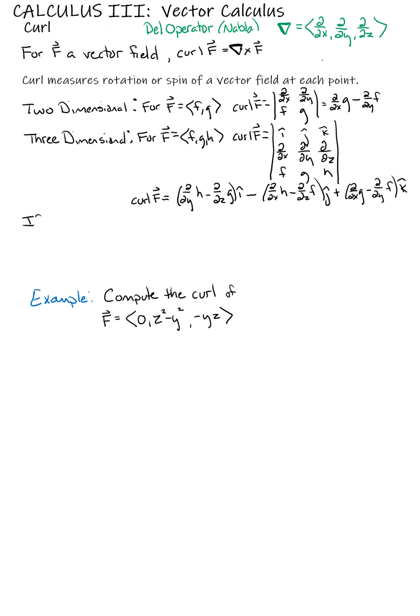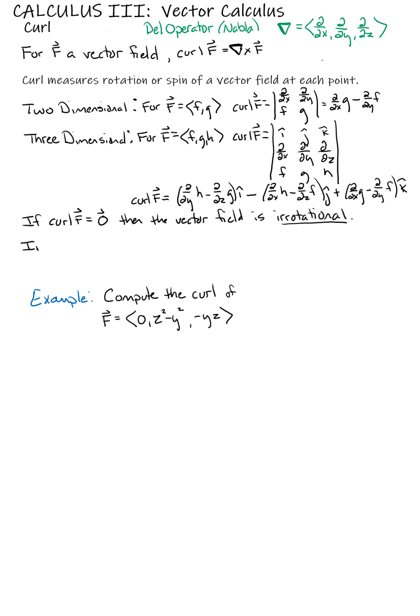Now, a couple things to make note of. If the curl of a vector field f is equal to 0, notice that's a 0 vector, then we can say that the vector field is irrotational, which makes sense. Remember, curl is telling us the rotation of it. It's 0. That means it is irrotational.